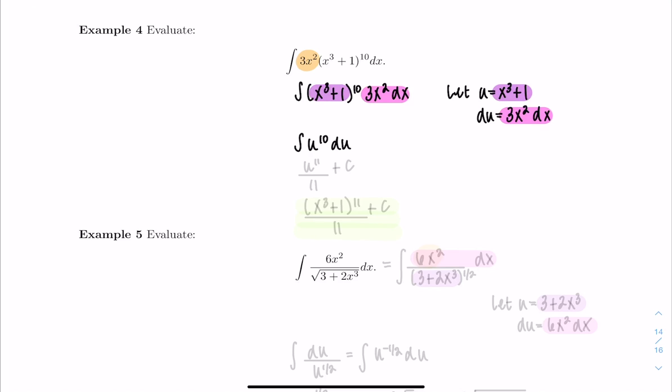So this becomes u to the 11 over 11 plus c. But we know what u is, and so we just want to back substitute. u was x cubed plus 1. That's now raised to the 11th, and we divide the whole thing by 11, and then we've got plus c.